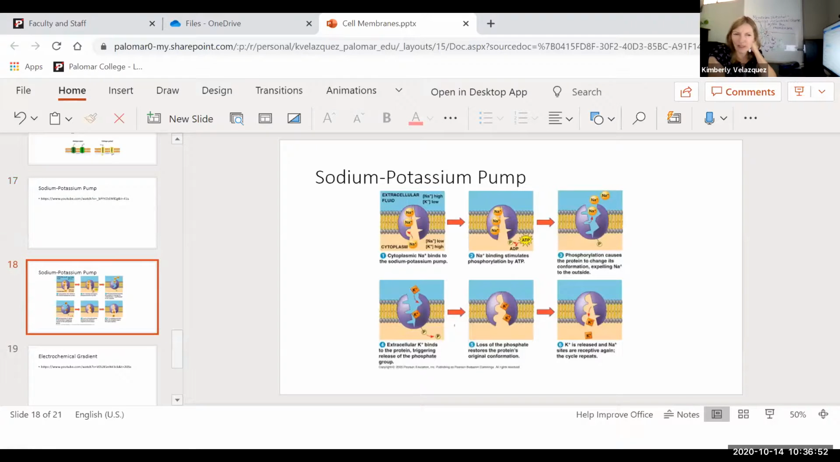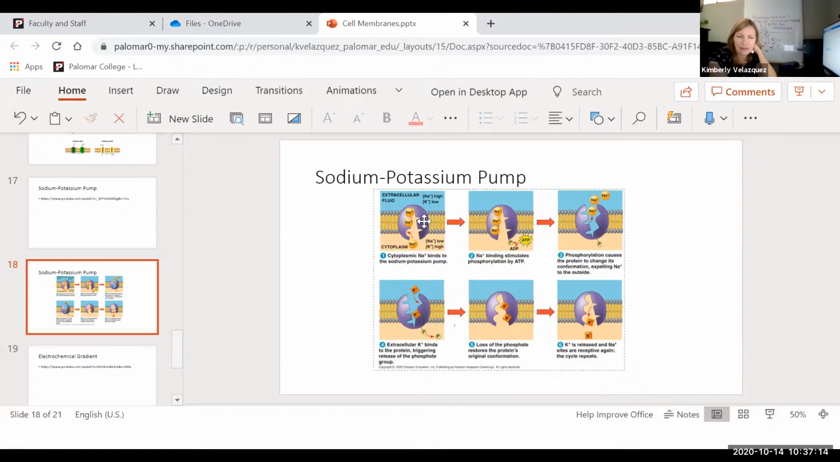Okay, so this slide is just a really good summary of the sodium potassium pump, and I know it's really small, but it does require ATP. It requires 1 ATP for every cycle of the pump. And so for every cycle of the pump, we use 1 ATP, we pump out 3 sodiums, and we pump in 2 potassiums.